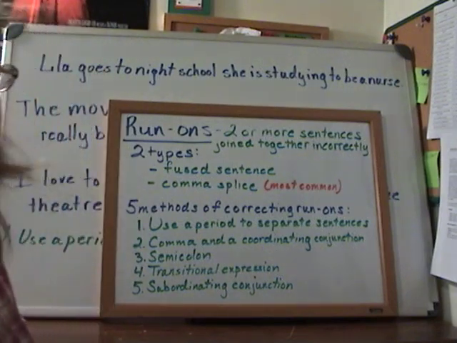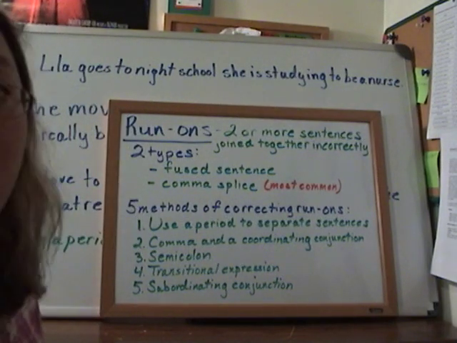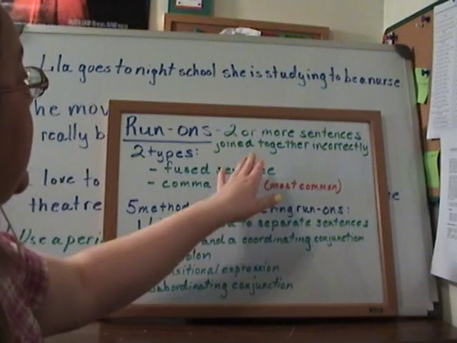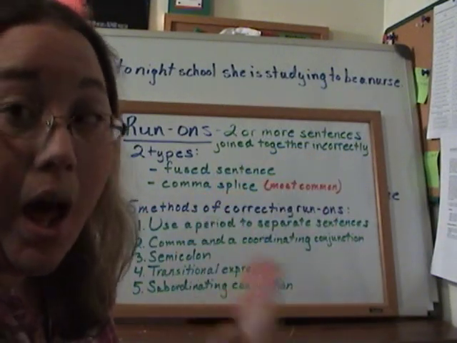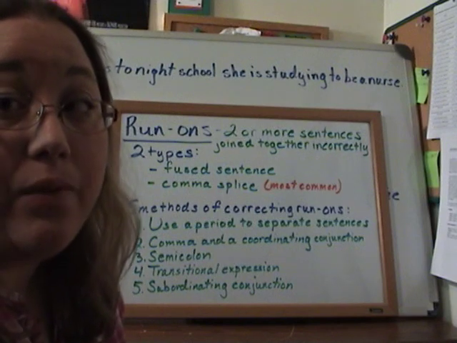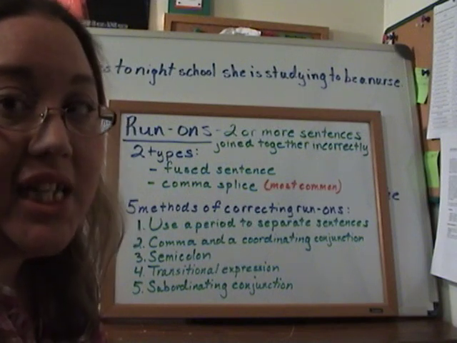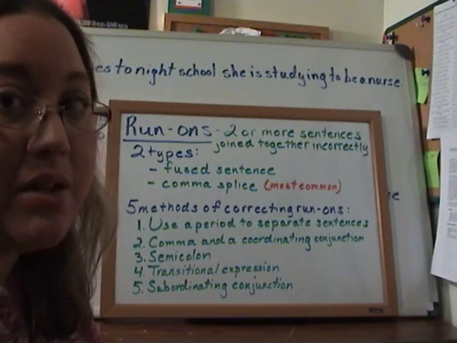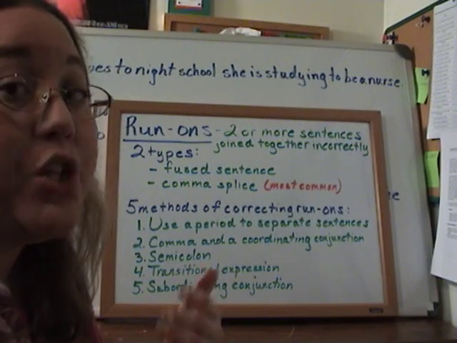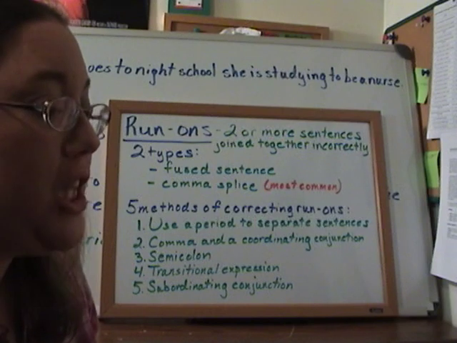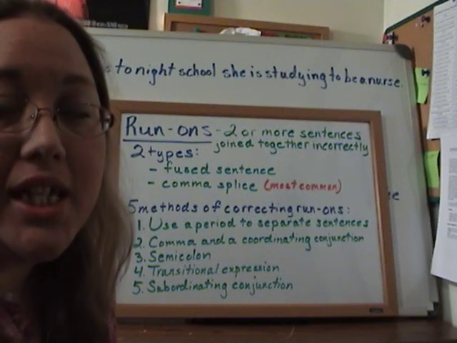This lesson is focusing on run-on sentences, recognizing them, and the different methods for correcting them. To start off, run-ons are basically two or more sentences that have been joined together incorrectly. They are basically on the opposite spectrum of fragments. Fragments are incomplete sentences that don't express complete thoughts or are possibly missing a subject or a verb, whereas run-on sentences are essentially too much sentence.